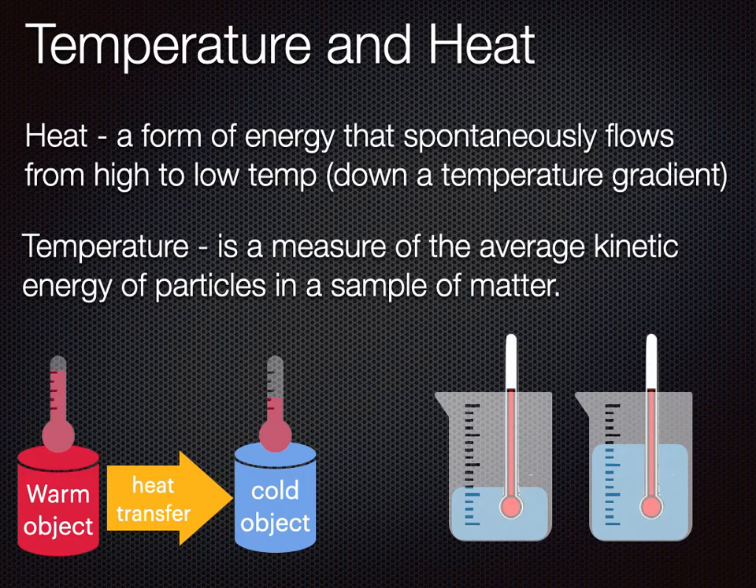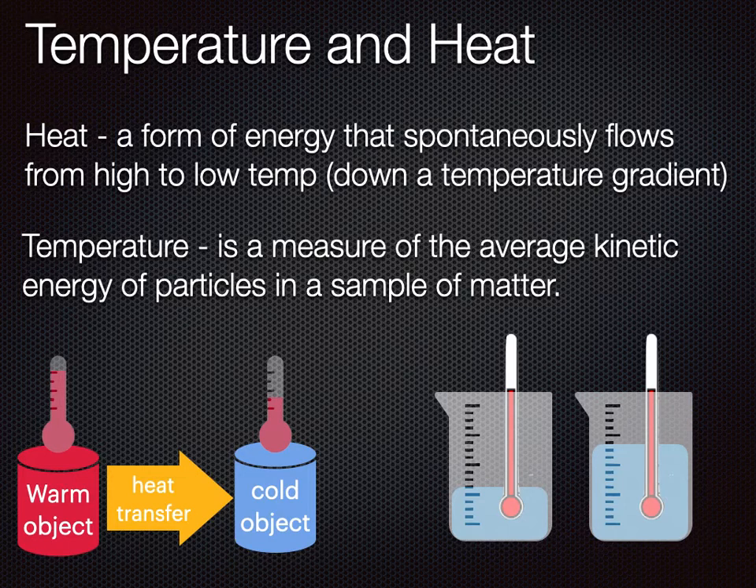Temperature, on the other hand, is the average kinetic energy of particles in a sample of matter. It's a state property. You can measure temperature of a particular object at one moment in time, but heat can only be measured over time as it flows from warm to cold.